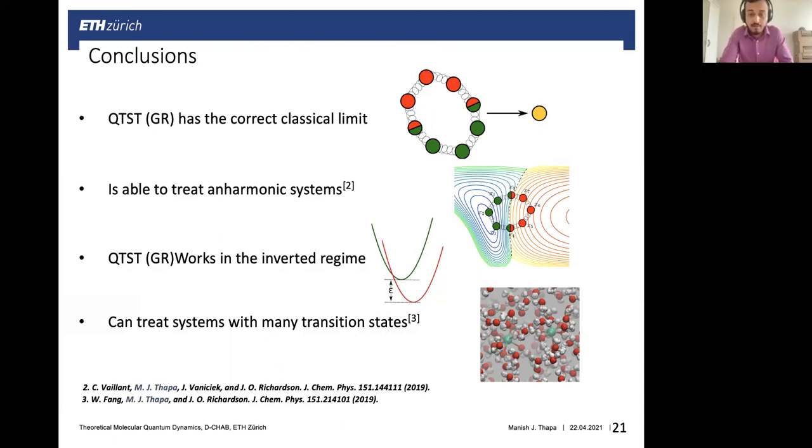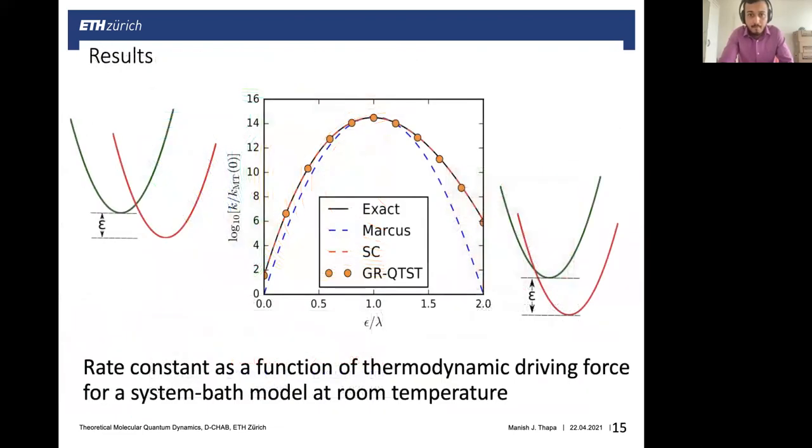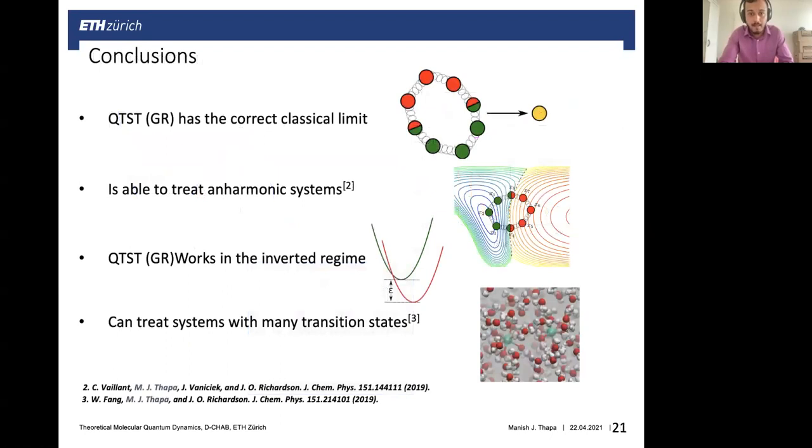The reason why, in the inverted regime, I think I should point out, the rate starts to decrease is because you see here, the path is short to travel. You go here and then here, and you're already there, right? But here in the inverted regime, you have to go here and then all the way down. So there is a longer path to travel, and that's why the rate, I guess, starts to decrease. But GR-QTST is seen to work in the inverted regime also. And it is able to treat systems with many transition states.